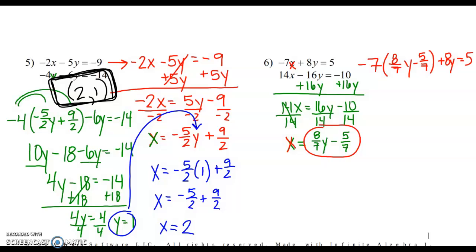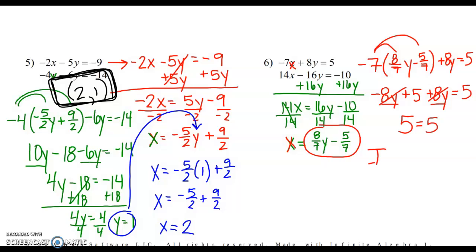So then when we distribute, we have negative 8y, positive 5, plus 8y equals 5. So then when we combine our like terms, negative 8y and 8y is gone. I just have 5 equals 5. That is true. That is always true. So that is infinitely many solutions.